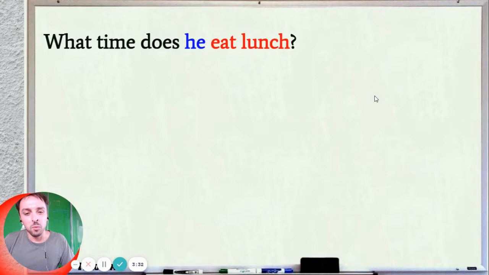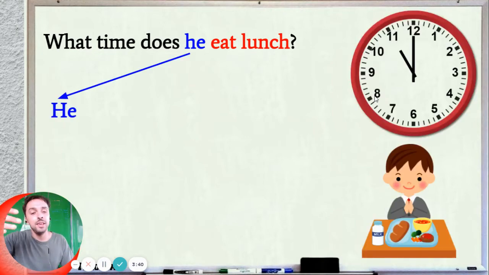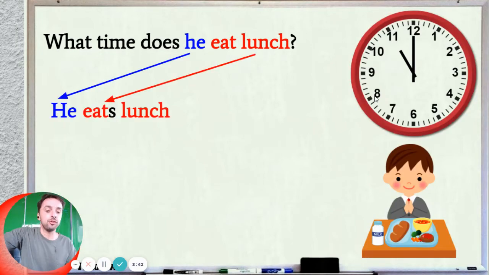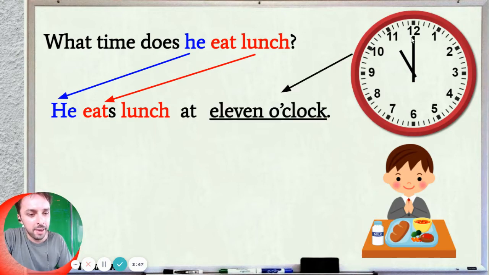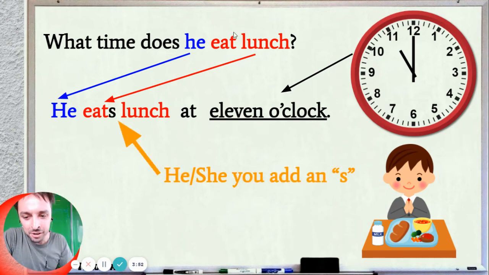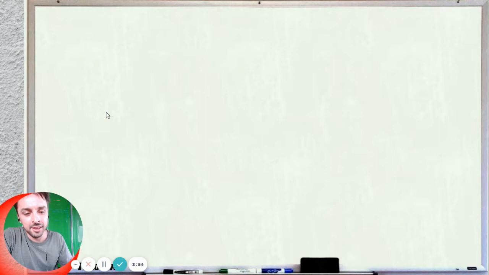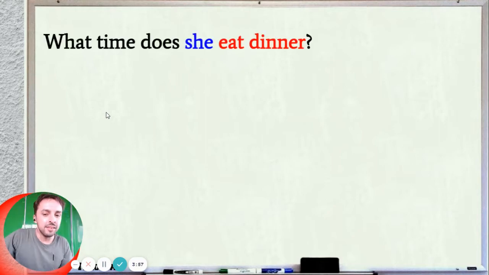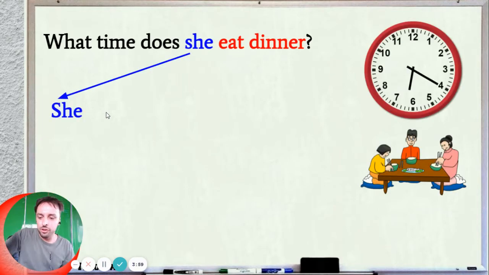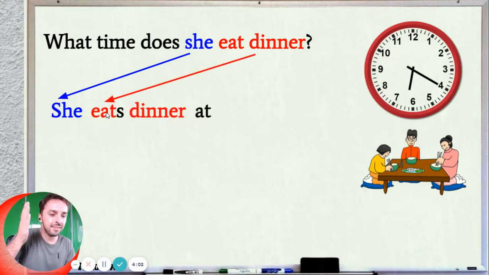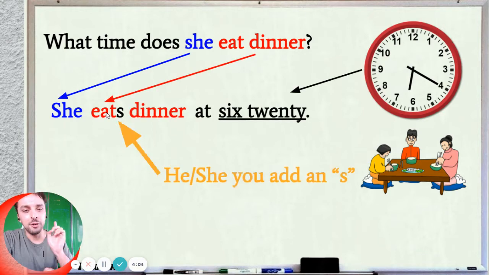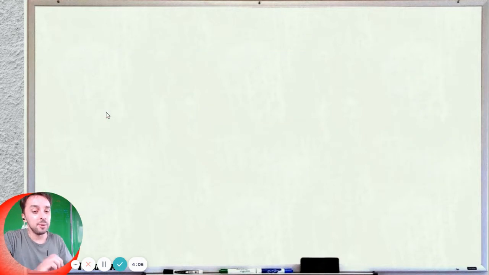Okay, next one. What time does he eat lunch? Okay, there's the boy. So we take the pronoun he. He, what does he do? He eats lunch. He eats lunch at 11 o'clock. If the big hand is pointing up, it's o'clock. And remember to add an S. Okay, and what time does she eat dinner? We take down she. She eats dinner at 6:20. Remember to add an S.